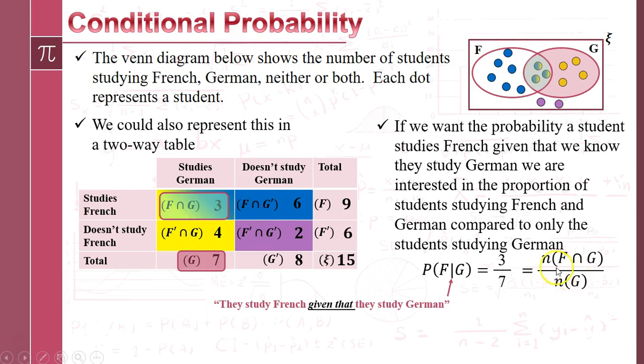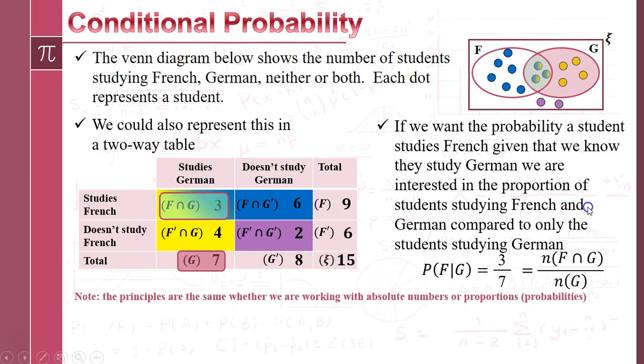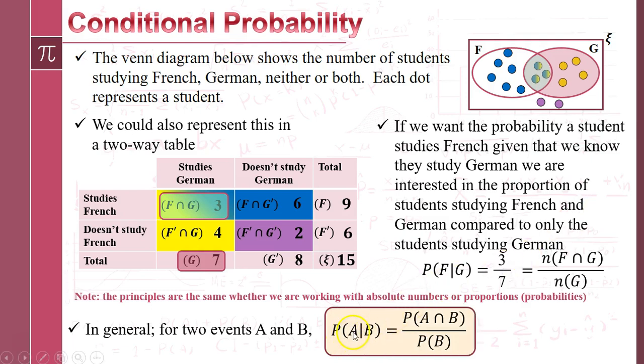And I've got that here in terms of numbers of students because that's the way it's set up. But exactly the same thing will work with probabilities. And what that does is give us rise to a formula that says for any two events, A and B, I used French and German in my example, but just in general terms, A and B, the probability of A given B is always going to be the probability of A intersection B over the probability of B. That's basically the same setup as we saw here.